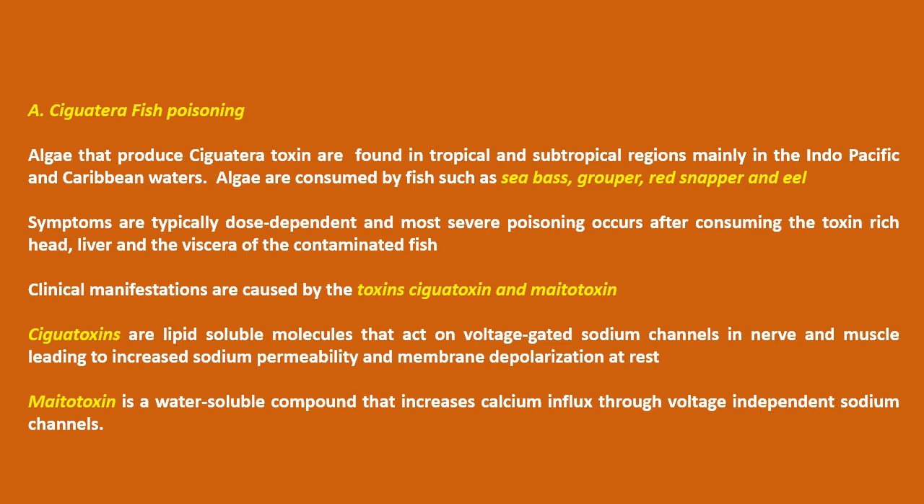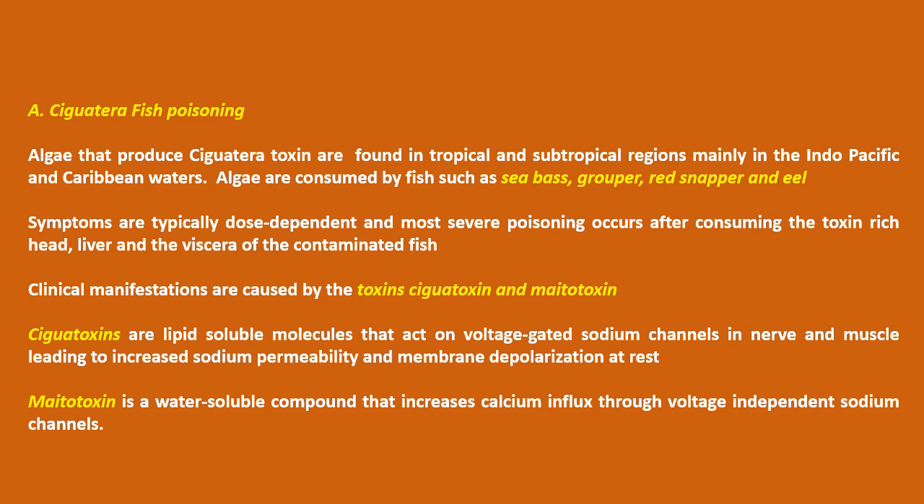Ciguatera fish poisoning. Algae that produce Ciguatera toxin are found in tropical and subtropical regions, mainly in the Indo-Pacific and Caribbean waters. Algae are consumed by fish such as sea bass, grouper, red snapper, and eel. Symptoms are typically dose-dependent, and most severe poisoning occurs after consuming the toxin-rich head, liver, and viscera of the contaminated fish. Clinical manifestations are caused by the toxins Ciguatoxin and Maitotoxin.